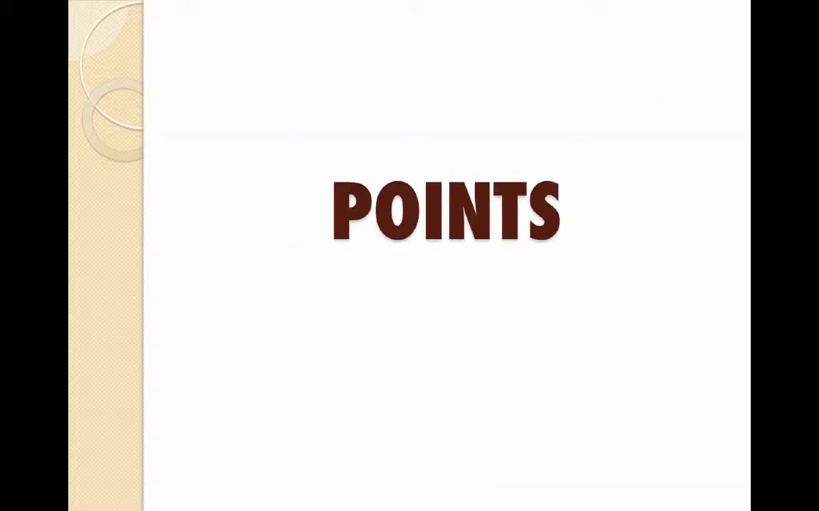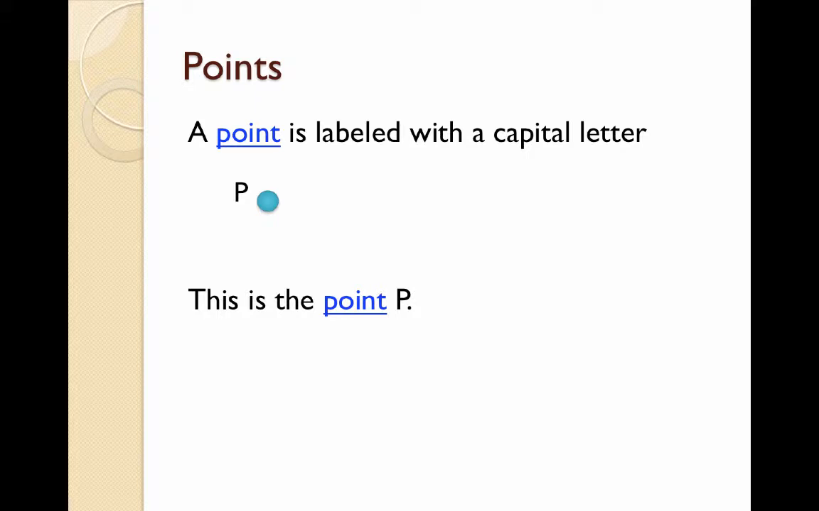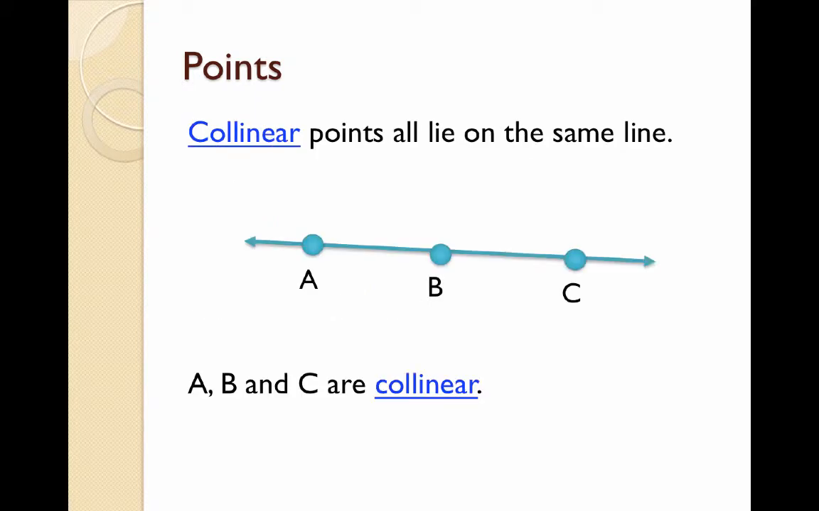We're going to start with some points. The way we label a point is with a capital letter. This is the point P. If we have 3 points in a row, we call those points collinear. The word linear means straight line, so if they're collinear, together they're on a straight line. Here we say A, B, and C are collinear.